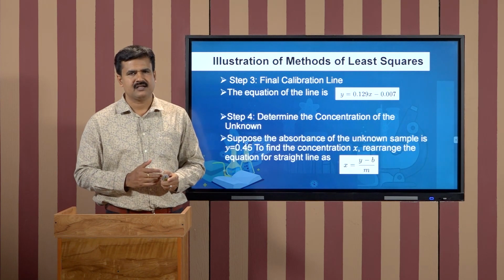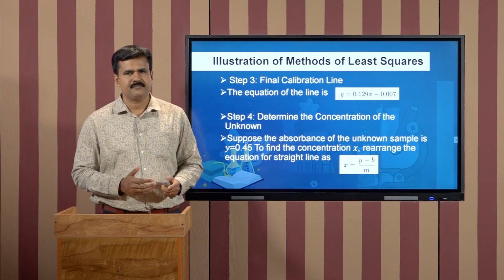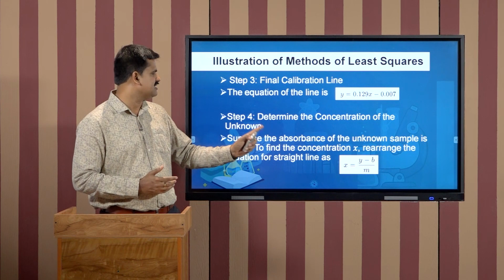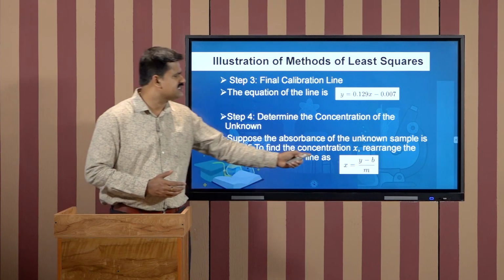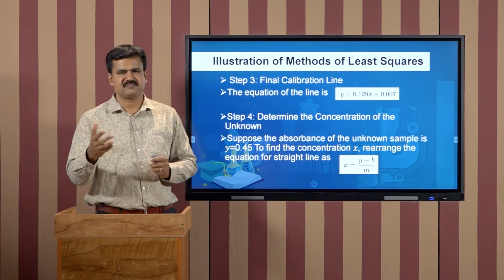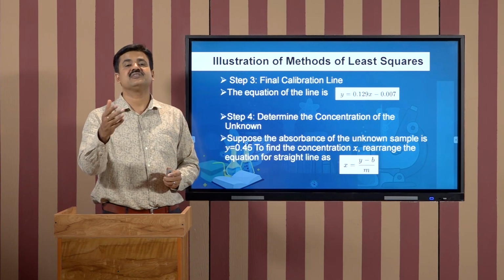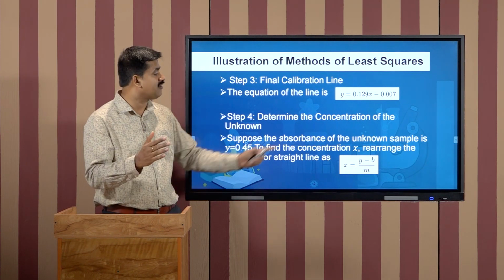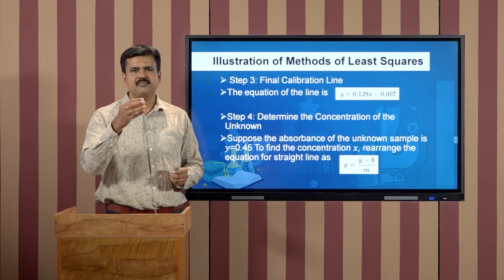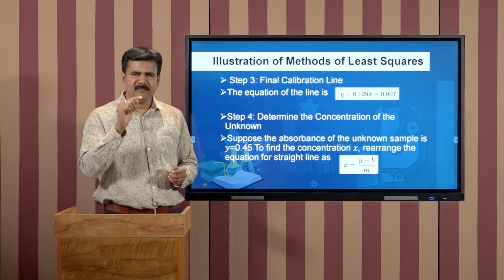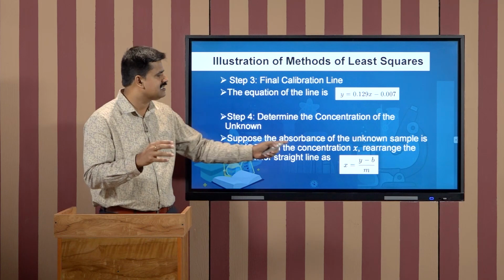Now determine the concentration of the unknown with the help of this calibration line. Suppose the absorbance of the unknown sample is 0.45. To find the concentration x, rearrange the equation for the straight line as x is equal to y minus b divided by m. This is simply obtained from the expression y is equal to mx plus b. Now, in this expression, you know the value of b as well as m, and the value of y is fixed, y is equal to 0.45. So, with the help of this y of 0.45, the value of m we calculated and the value of b we calculated, you can calculate the concentration x.